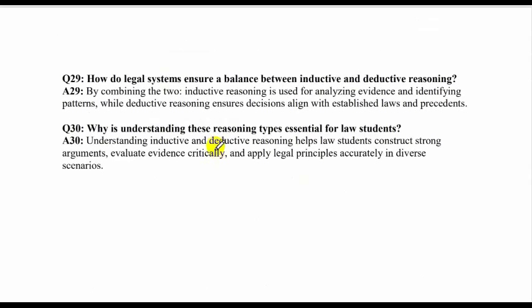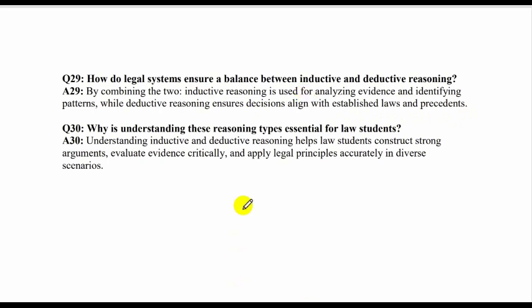Question 29. How do legal systems ensure a balance between inductive and deductive reasoning? By combining the two. Inductive reasoning is used for analyzing evidence and identifying patterns, while deductive reasoning ensures decisions align with established law and precedents. So both are required to be used by both the lawyers and the judges.